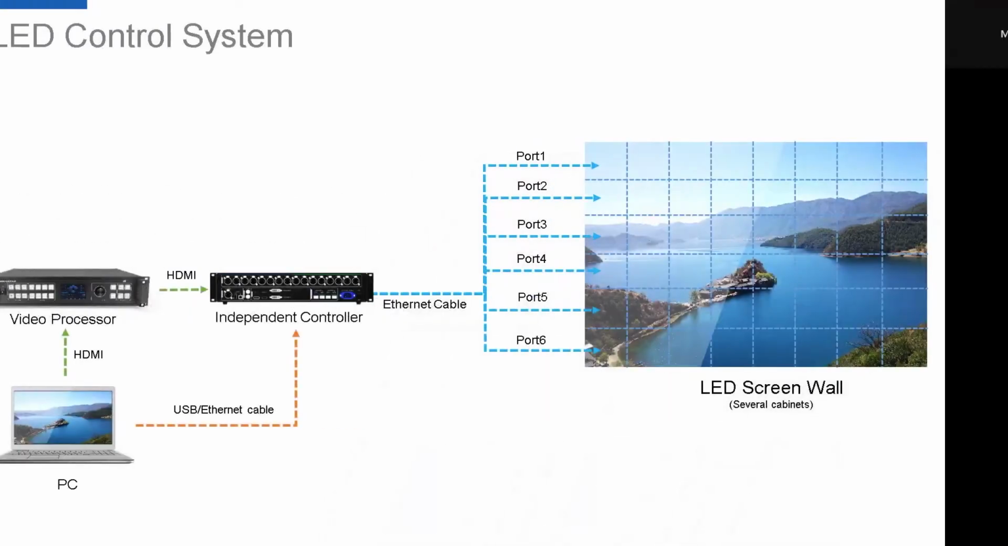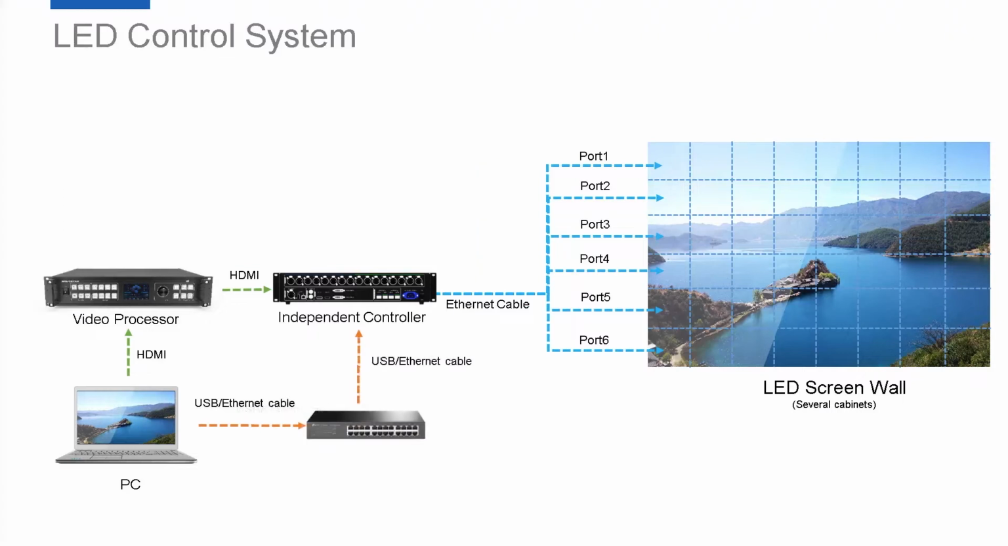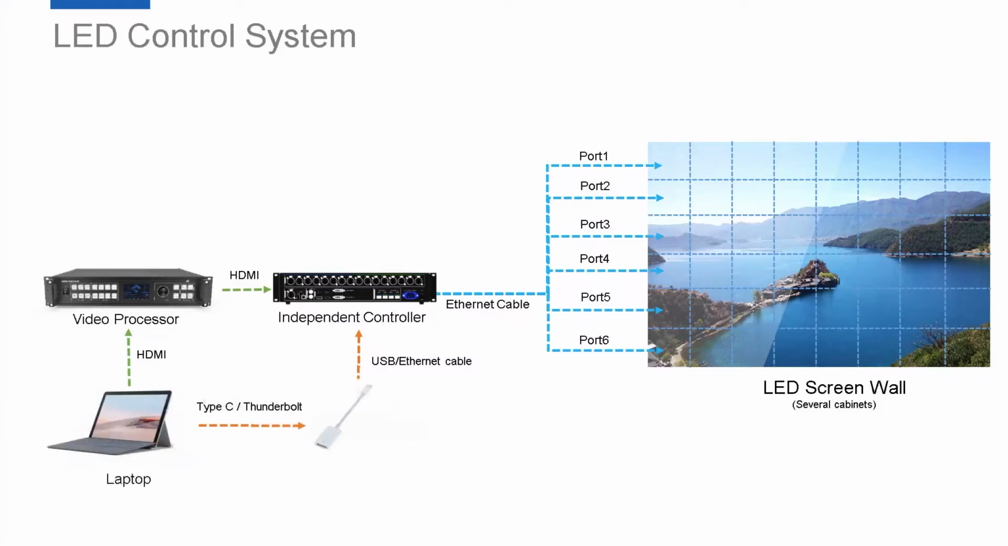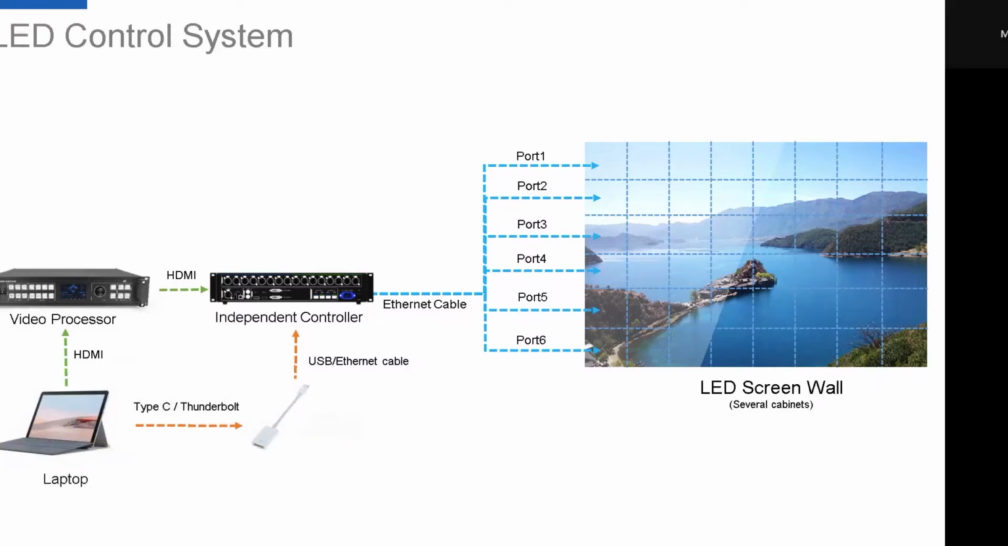First, we have to see how the controller is connected to the control PC. There are usually three different connection methods. You can directly connect the PC and controller with a USB cable or internet cable. Sometimes, you may need to control multiple controllers at the same time. You may need to add a network switch or router in between. And sometimes, if your laptop does not have USB port or Ethernet port, you may need an adapter in between. Convert the Type-C or Thunderbolt port to USB and Ethernet port.